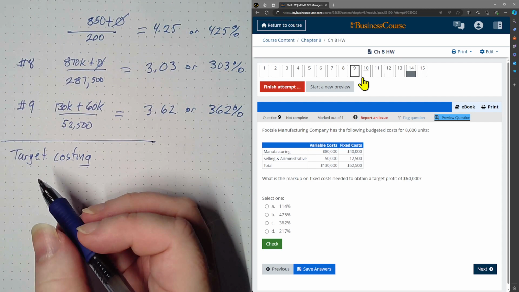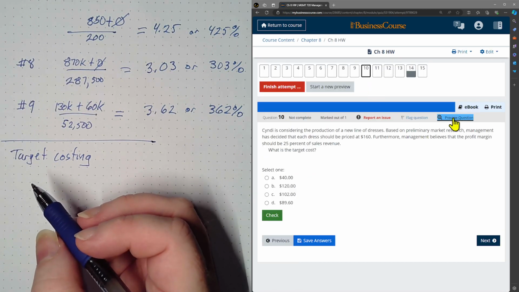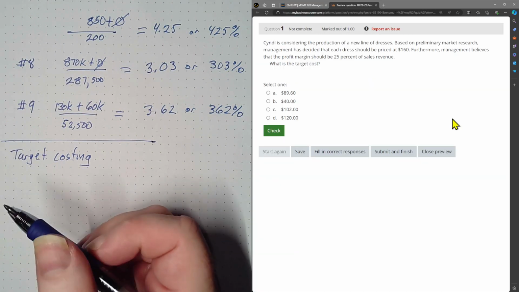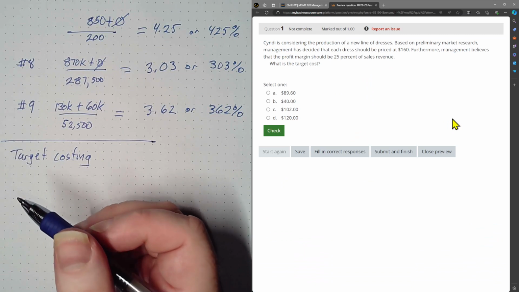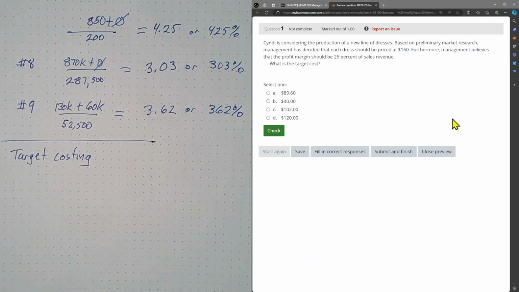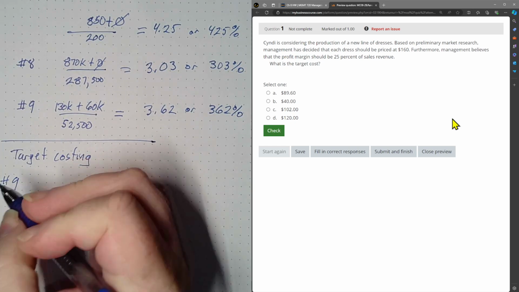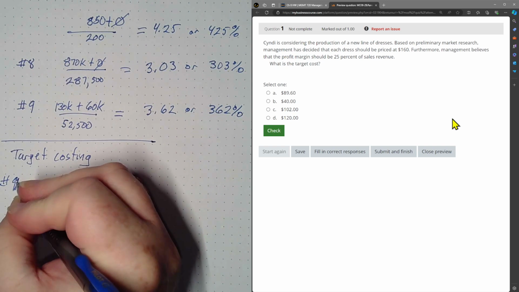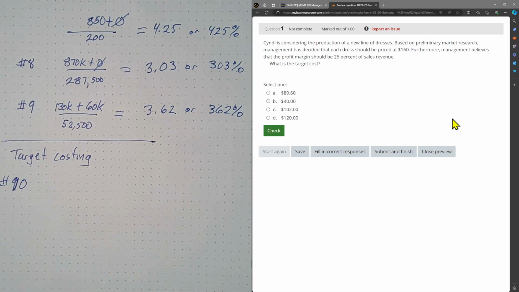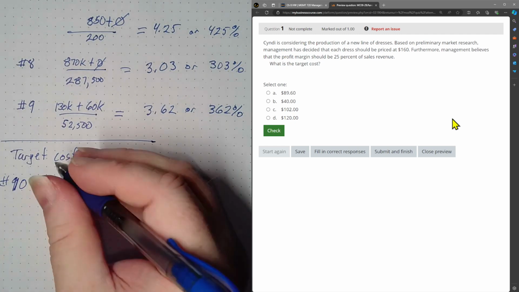And let's take a look at number 10. Cindy is considering the production of a new line of dresses based on preliminary research. Each dress should be priced at $160. Furthermore, management believes that the profit margin should be 25% of sales revenue. So a very straightforward question, but let's introduce some of the issues.